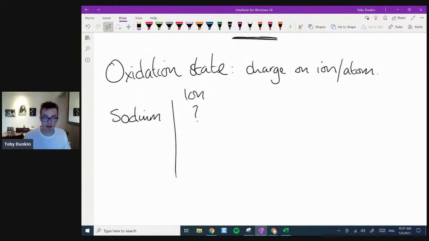What will be the charge on a sodium ion? I'd love to think that by this point in your chemistry education, you don't really need the periodic table for this. Well done, Oliver, straight in there. Well done, spot on, +1.